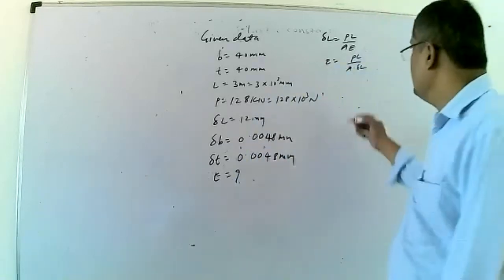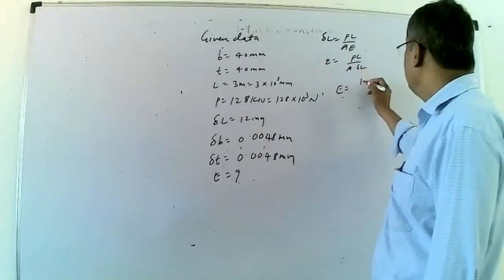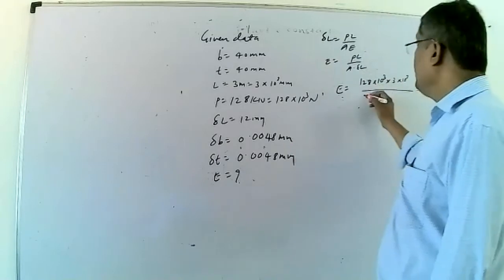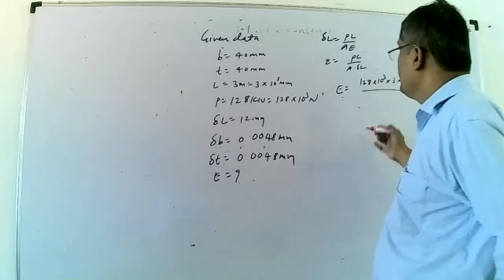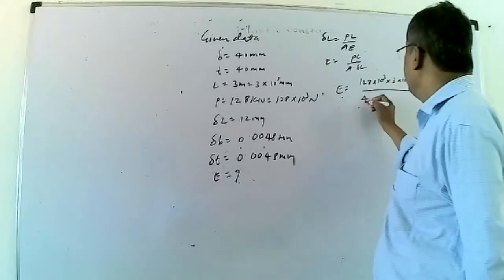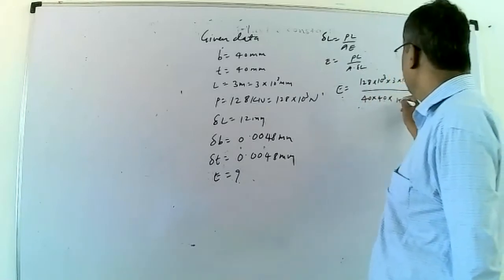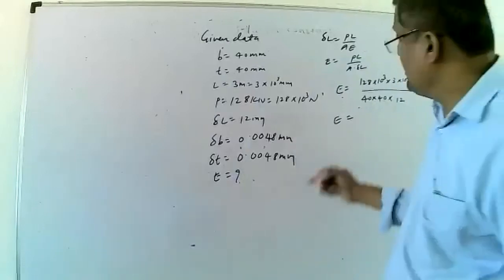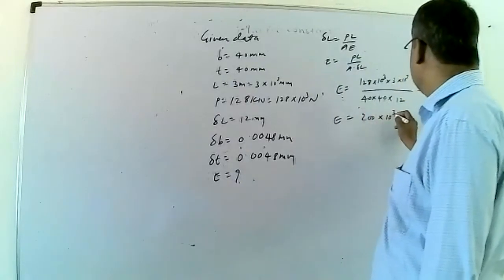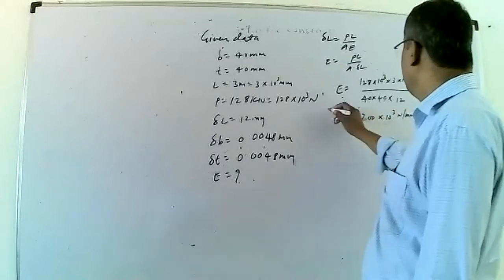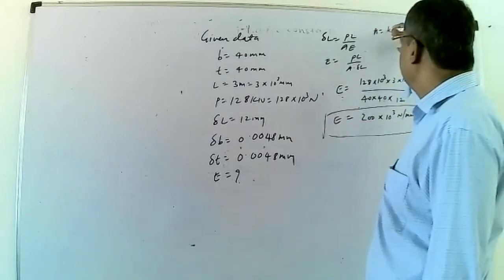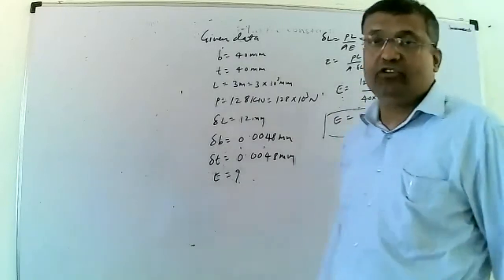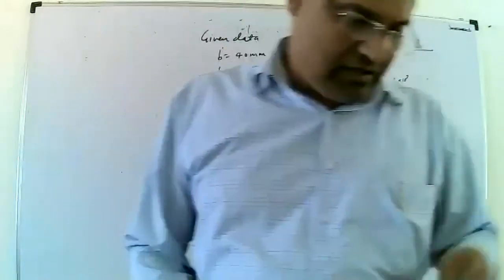Then we put in all these values. E is equal to, P is given 128 into 10 raised to 3, L is given 3 into 10 raised to 3, then A is given as B into T, 40 into 40, and delta L is given 1.2. You can easily calculate E. That value will be 200 into 10 raised to 3 Newton per mm square. This is very simple. Area is B into T, 40 by 40, that is the area of the rectangular section.